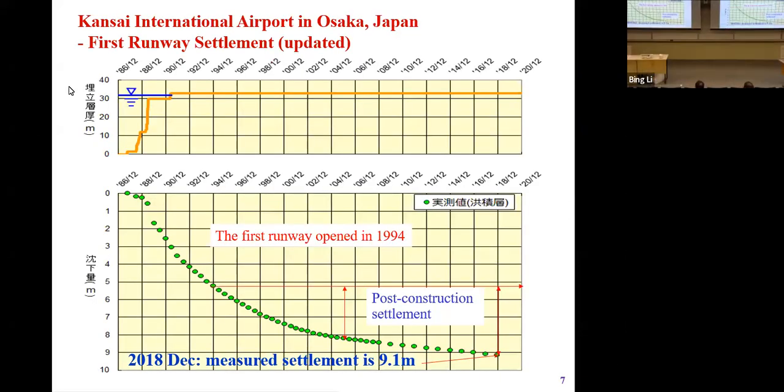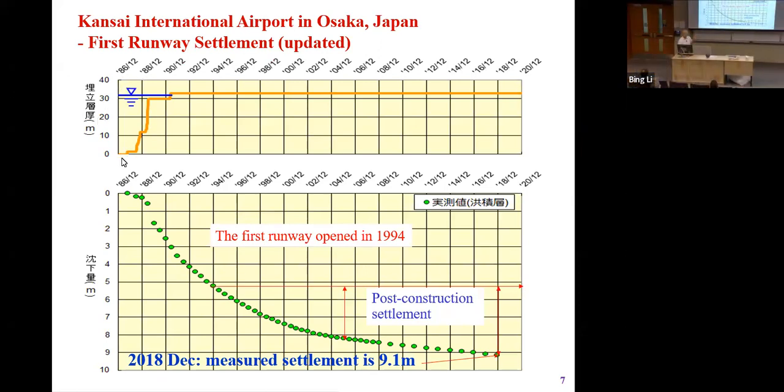You can see for the first runway, the construction of the artificial island started and finished around 1991. Then the fill load was fixed. The weight of a runway and of airplanes is very small compared to the weight of the fill materials. Once the island was constructed, the weight is almost constant, with no further increase. But you can see the settlement continues, even after 1990; settlement continued to increase.